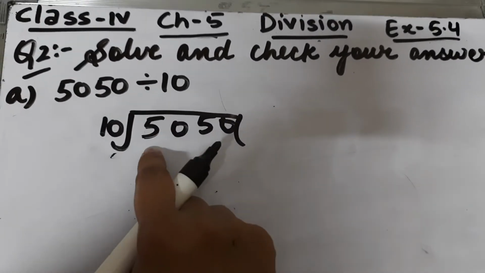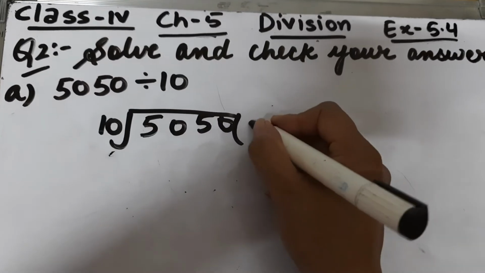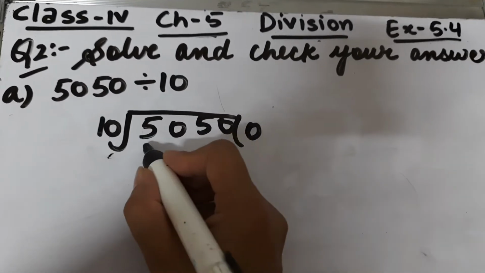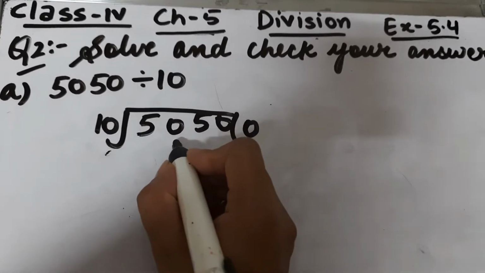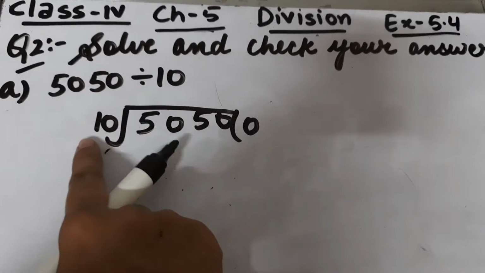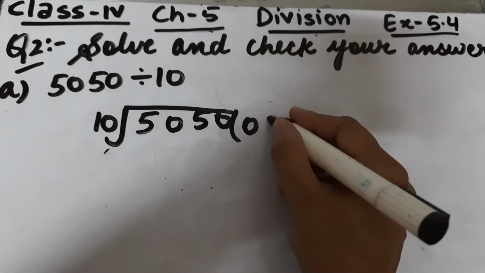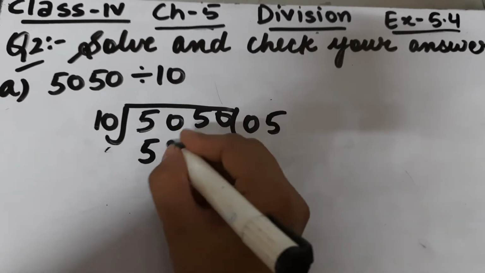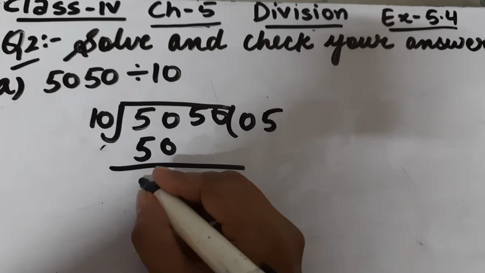Now see, we cannot divide 5 by 10, so we will write 0 in the quotient and combine 5 thousands and 0 hundreds. So we will divide 50 by 10. Does 50 come in the table of 10? Yes, 10 fives are 50. Now subtract it: 0, 0.